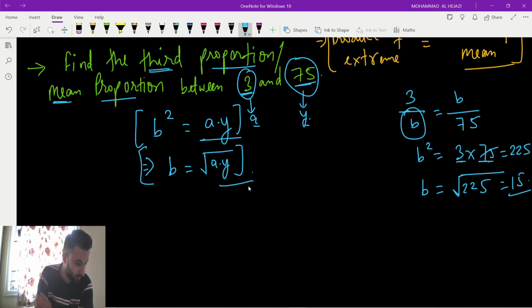This is also done. This is done. A B B X T is done. Product of extremes is equal to product of means, done. This is how to find the third proportion or how to find the mean proportion. B square equals AY, or B equals square root of AY.